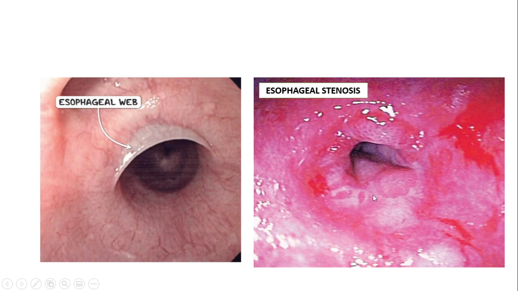Stenosis or ring. Stenosis is narrowing of the lumen, or ring, it is a complete or circumferential ring or circumferential thickening of the mucosa and submucosa of the lumen of the esophageal wall.